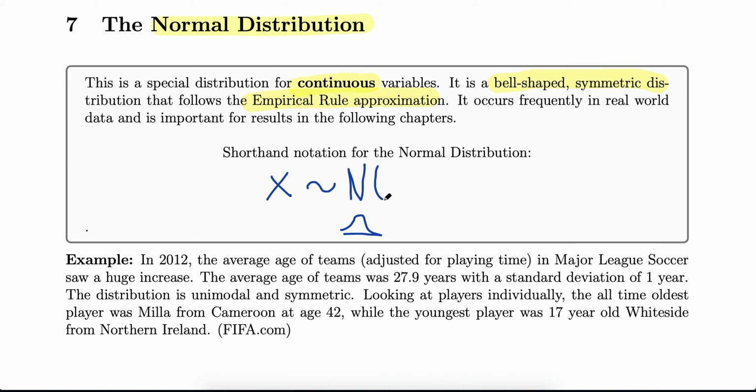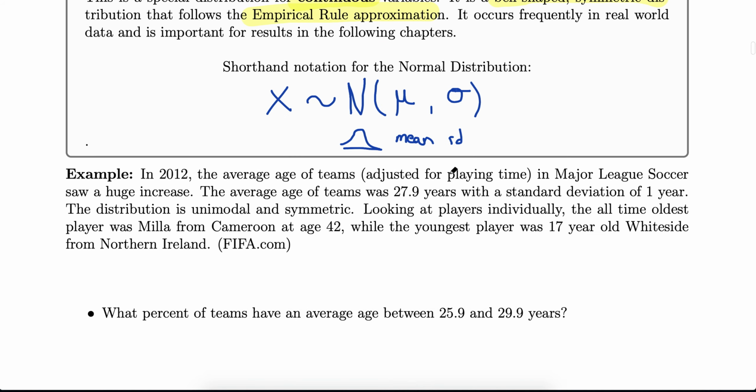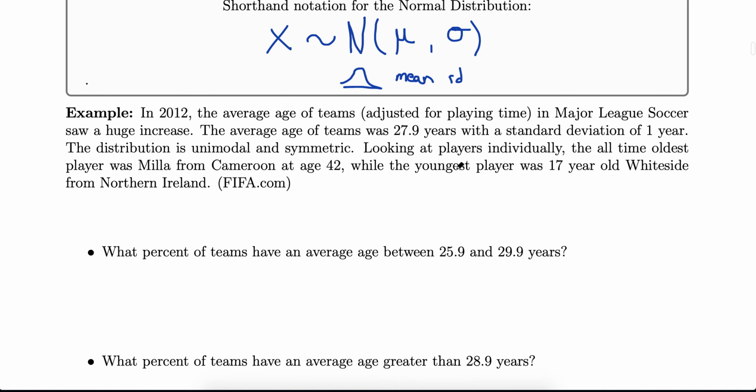And then we're going to put in a couple pieces of information. The first one is mu, the mean. And the second piece of information is going to be sigma, the standard deviation of the population. So our variable can be modeled by this bell curve with a center of mu and a spread described by sigma. So let's review a little bit and go through an example here.